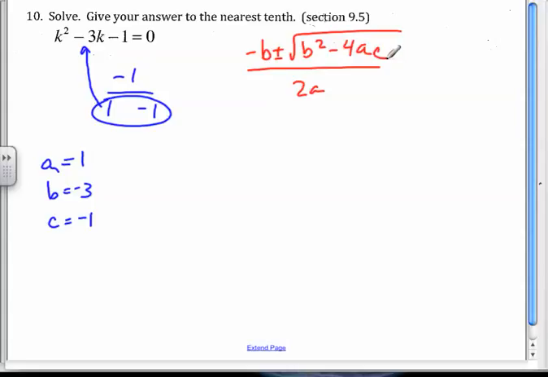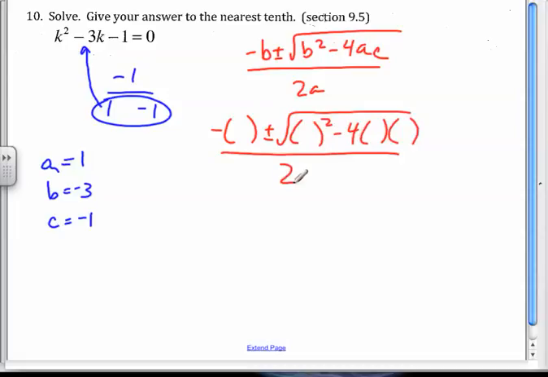Now, Kyle knows that I like to put parentheses there to hold a spot for all my numbers before I plug them in. And I just write it like this. So I'll have little boxes that I can plug my numbers in.